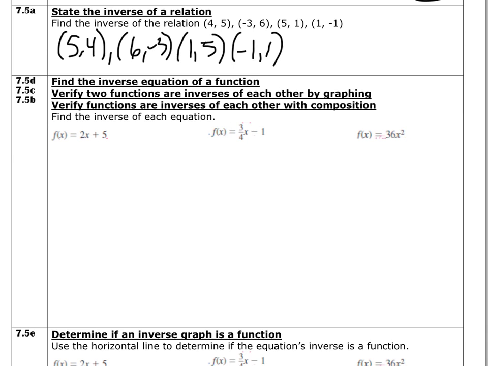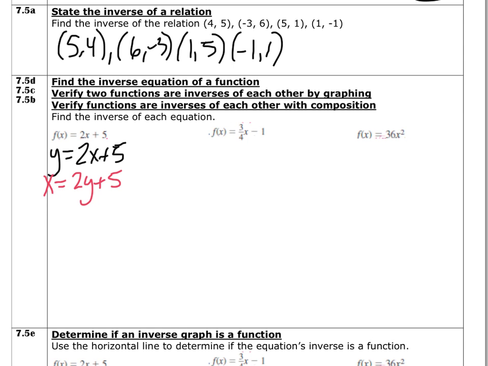So here's 3 equations. Let's find the inverses of these equations. First thing to know is f of x really just means the letter y, so you can rewrite it like that. Up here for relation, all we did is we flip-flopped x and y. We made y x and x y. You do the same thing down here. So for an inverse, all you do is you take x and make it y. You take y and make it x. So this becomes x equals 2y plus 5.